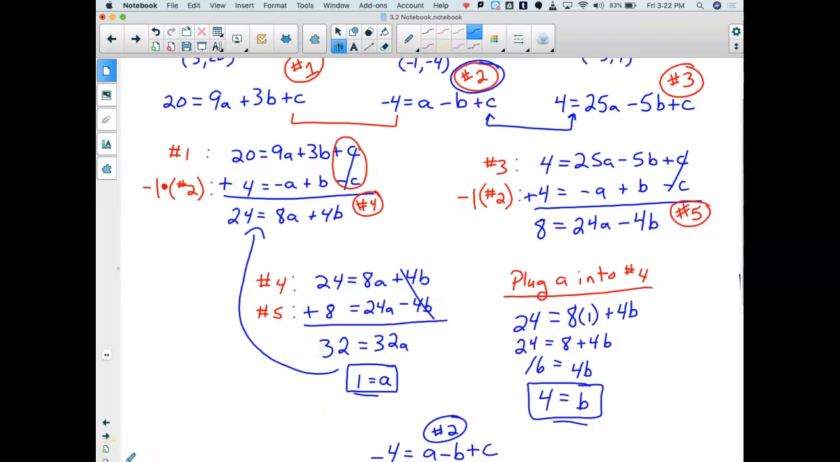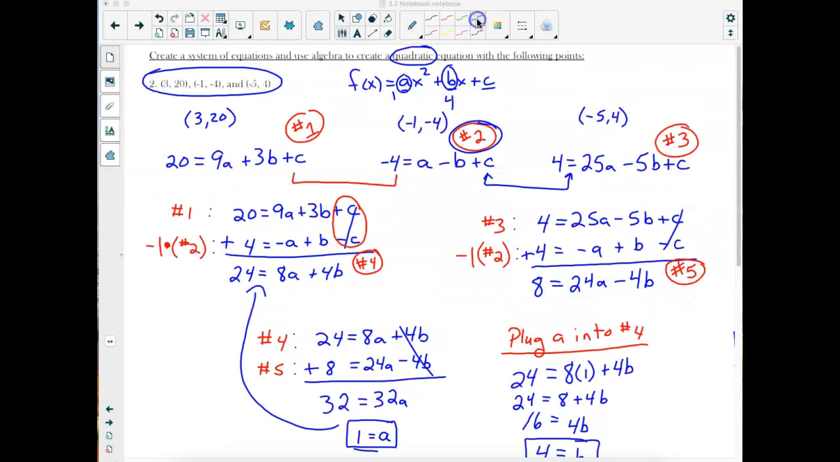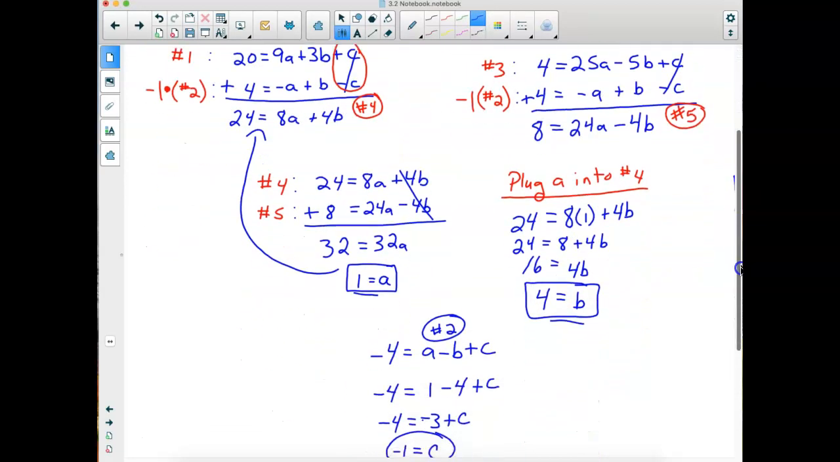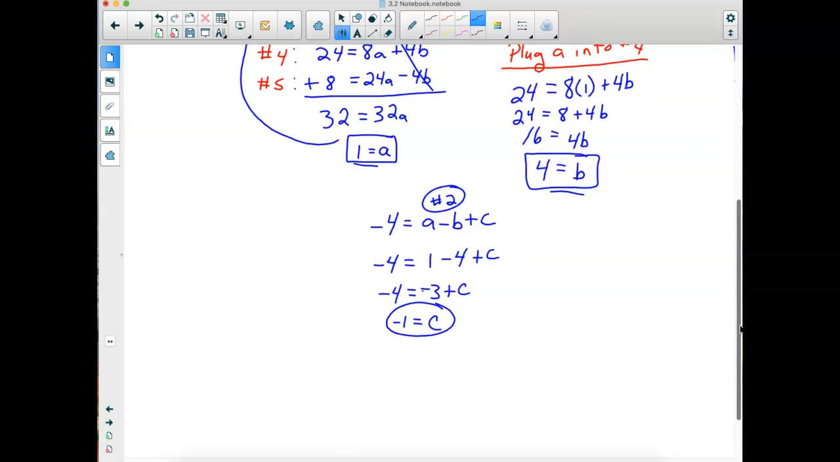I'm going to stop here a quick second. Notice that this C value right here is -1. So when I plug A, B, and C back into my function, what I find is the function I'm looking for. I can say f of x equals, A was 1, so I have x squared plus 4x minus 1, because I'm taking ax squared plus bx plus c and plugging in A, B, and C.